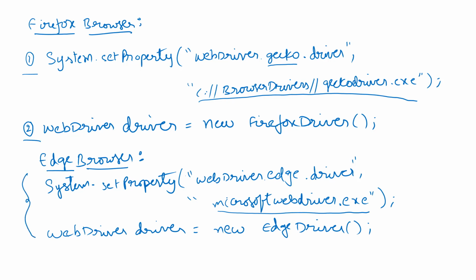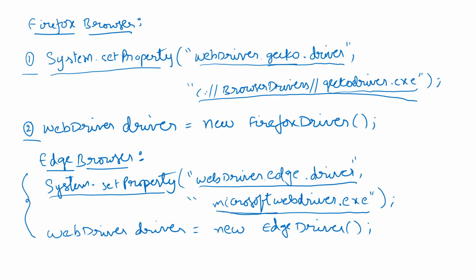So let me explain this again. For Firefox browser, we used the System.setProperty, the first path we set it to webdriver.gecko.driver to the path where we have saved geckodriver.exe file. In case of Edge browser, we use System.setProperty webdriver.edge.driver to the path where we have saved Microsoft WebDriver.exe file. And the second thing is, we have created the driver object to FirefoxDriver class. And in case of Edge browser, we have to create the driver object to EdgeDriver class.